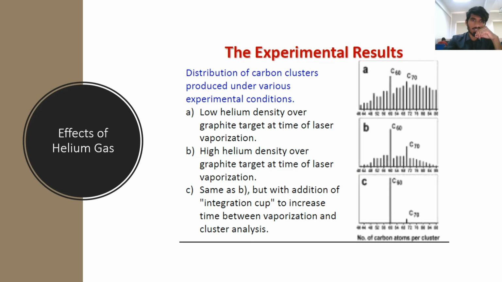As you can see here, in the case of low helium density there are a lot of other signals, but C60 is still dominant, and C70 is also present but not prominent. When the helium density was maximum, C60 was five times stronger than C70. And in the last case, when the integration cup was introduced, C60 became completely dominant and all of the other signals just vanished. That was the experimental results of the vaporization technique, Smalley's technique.